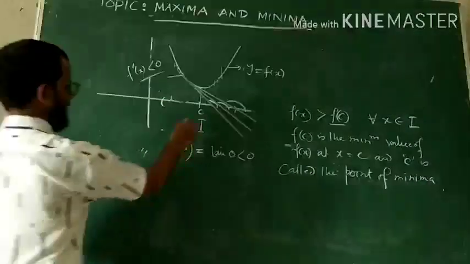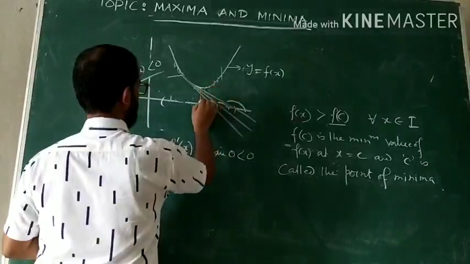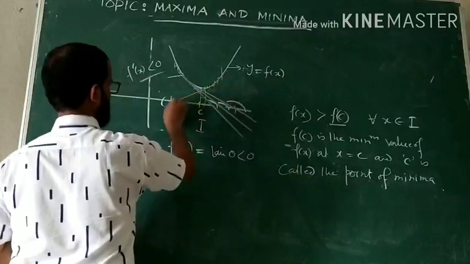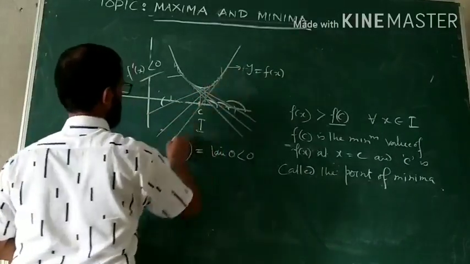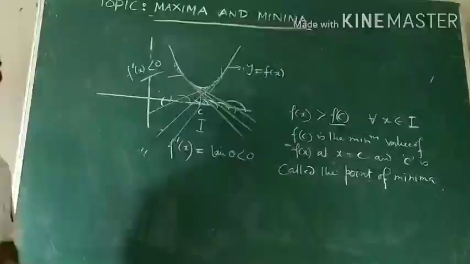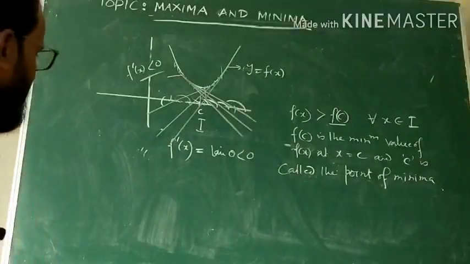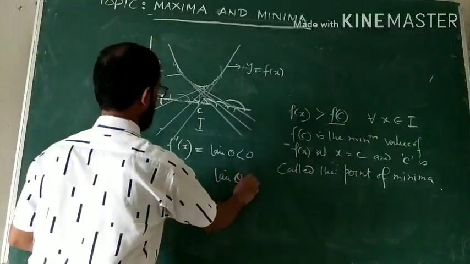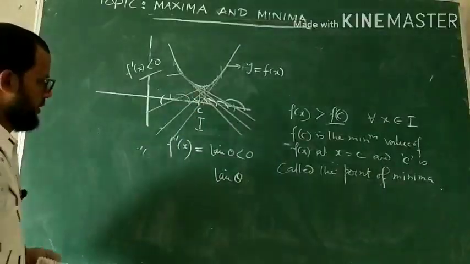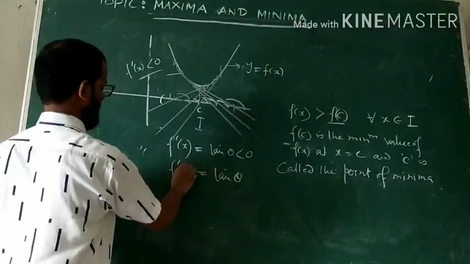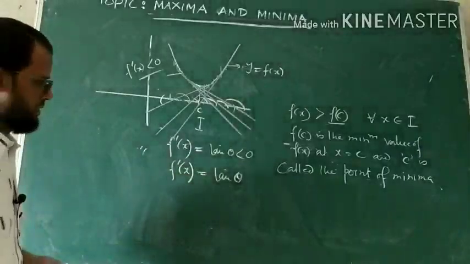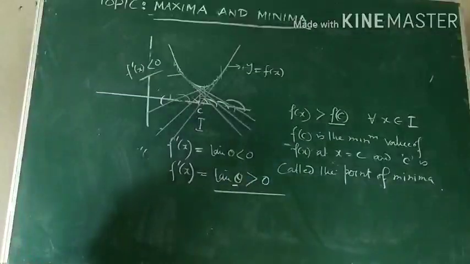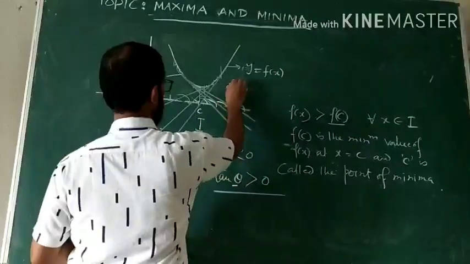Now at the right of c, there are many points. For every x there is a y coordinate, and you get a point on the curve. Considering that point, you draw the tangents. These tangents make acute angles with the positive direction of the x-axis. Therefore tan theta, the slope of the tangent, which by calculus is f dash x, is positive. So f dash x is greater than 0.